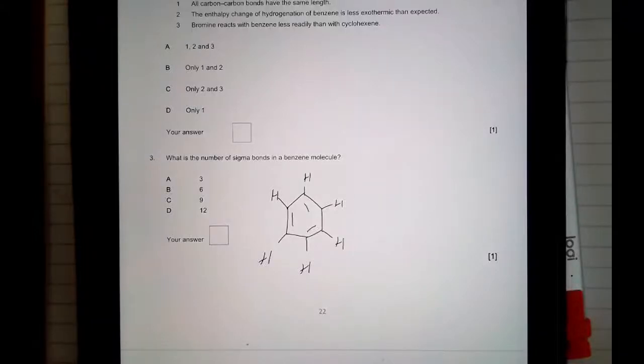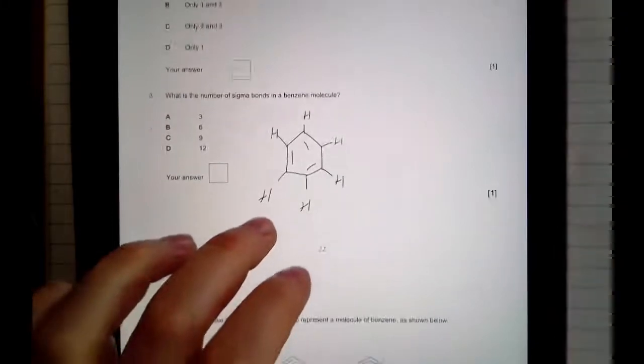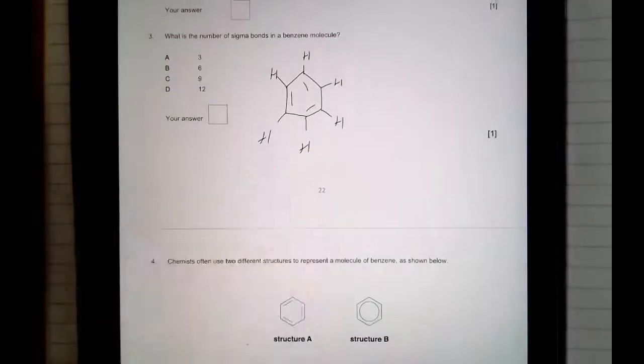So in this video, I'm going to look at the exam questions that come at the end of 25.2. I'm not going to go through all of them because you've already got the mark schemes, just one or two that people tend to find difficult. So I'm going to look at question number 3, the number of sigma bonds in a benzene molecule.